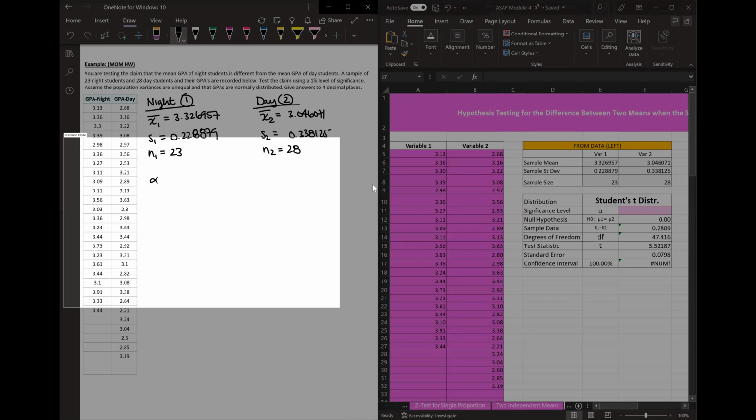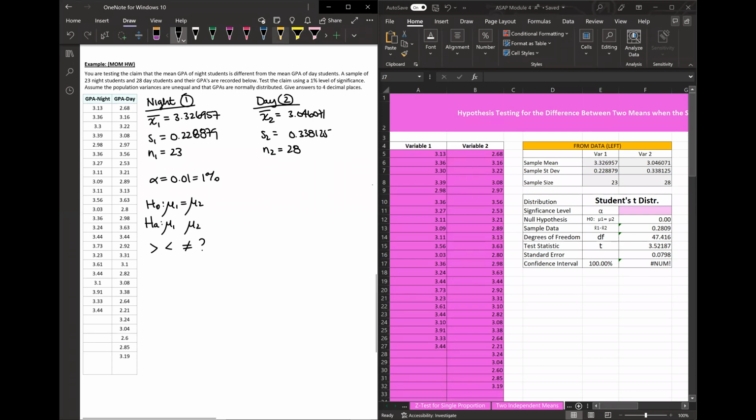So we know that alpha should be 0.01, which is 1%. We know to always use the assumption of no difference between the variables in our null hypothesis. And for our alternative hypothesis, we have to actually read the question to see how we're going to set that up. We know that it has to be HA: mu1, mu2, but it's our job to determine, are we using greater than, less than, or not equal to, right? That's for us to decide.